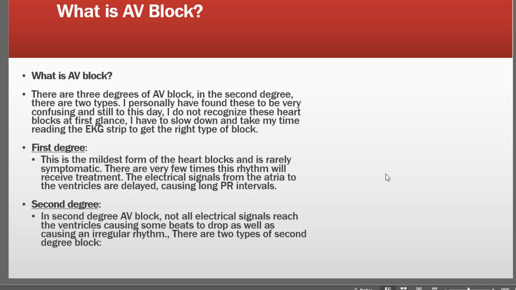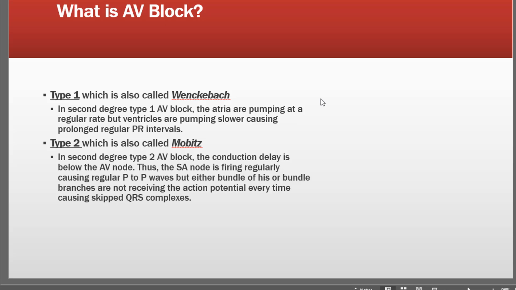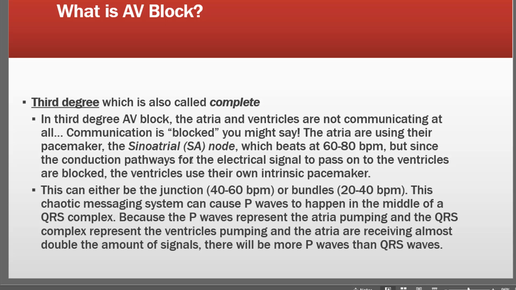In second degree block, some signals are not reaching the AV node. You're getting SA but not AV, and so you get skipped beats. Type 1 is called Wenckebach. The atria are pumping at a regular rate, but the ventricles are pumping slower. In Mobitz type 2, the conduction delay is below the AV node, so the SA node is firing regularly, but something is causing the beat to skip.